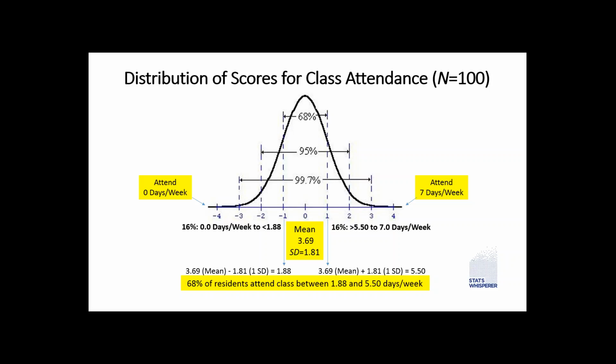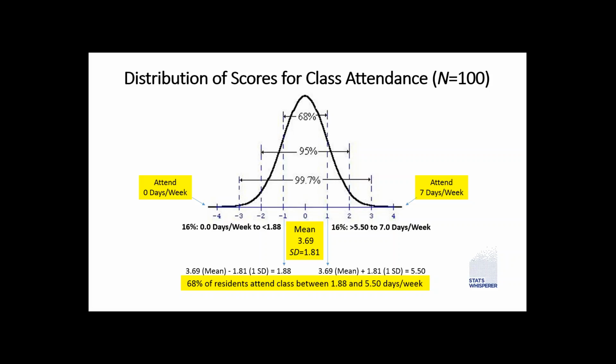Now right in the center, we have our mean, our 3.69. That's the mean score for class attendance. So the average resident went to class almost 4 days a week, 3.69, more like 3 and 2/3, and the standard deviation is 1.81.